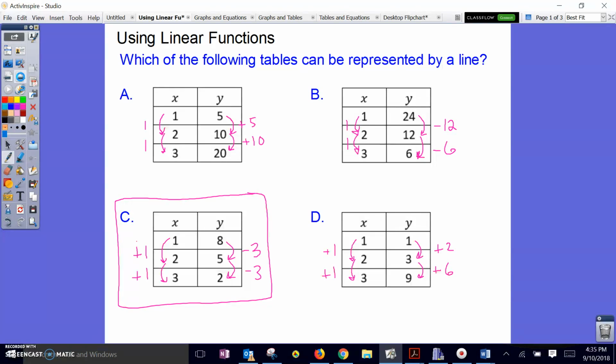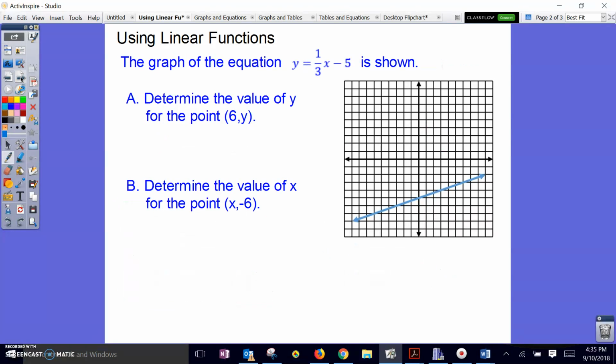Alright. On to example 2. We're looking at a graph. We have a graph of the equation y equals 1/3 x minus 5. The first thing we're supposed to do is determine the value of y for the point (6, y). And so I'm looking for the point with x coordinate of 6. We're going to count over 1, 2, 3, 4, 5, 6, and go down to where the graph is when the x value is 6. And that's that point right there. And then we need to identify the y coordinate, and the value of y that fits into this point for this equation is -3.